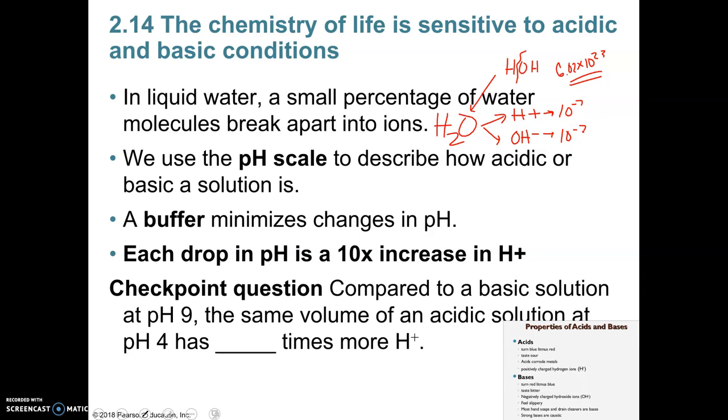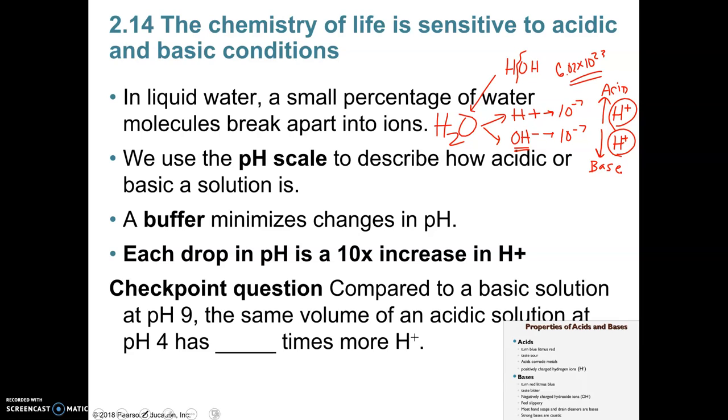Here's my point, though. If you add certain things to water called acids, acids will increase the amount of hydrogen ions in water. So it won't be balanced anymore. The H and the OH won't be equal. There'll be more H than OH. Anything that increases this hydrogen concentration in water is called an acid. Anything that decreases the hydrogen concentration in water, or technically increases the OH concentration, is called a base. And that's really all that acids and bases are: things that change how many hydrogen ions and hydroxide ions there are in water.